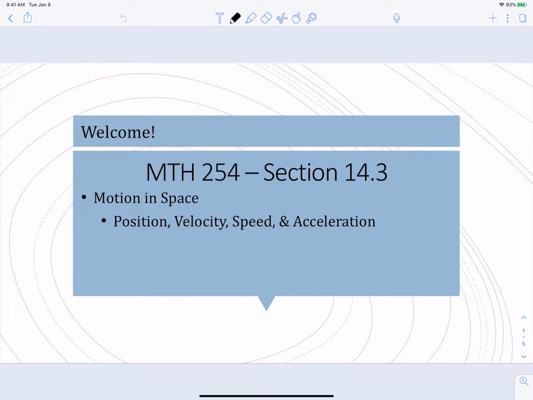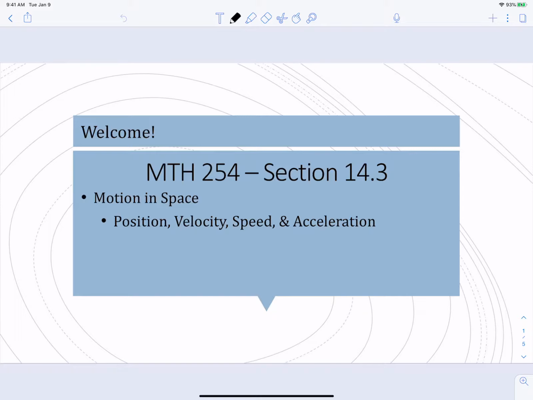All right, everybody, welcome to week 4 and section 14.3, which is motion in space. So we're going to look at position, velocity, speed, and acceleration. We're going to look at it in 2D and in 3D. We've talked about this a little bit, particularly on Monday, thinking about these vector valued functions as a position that an object is in space.